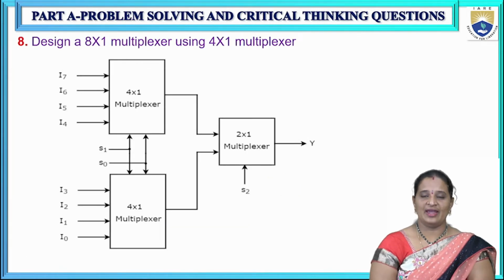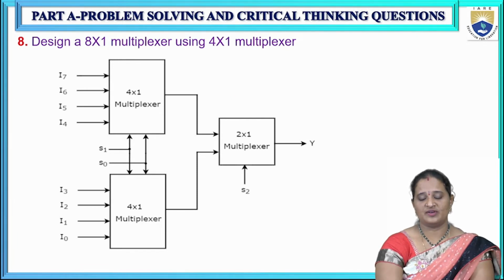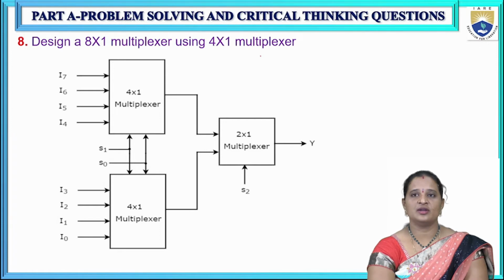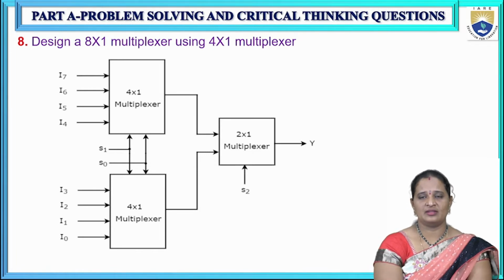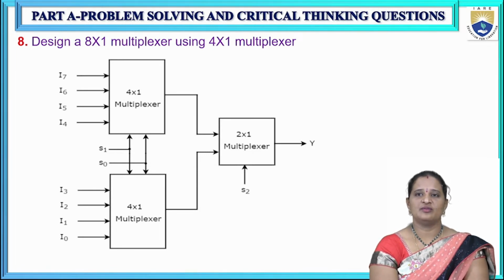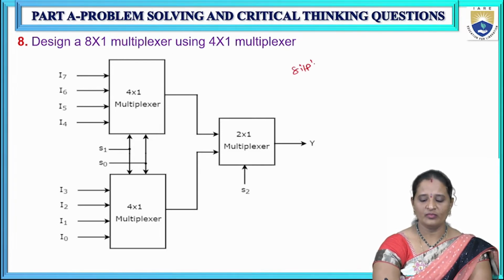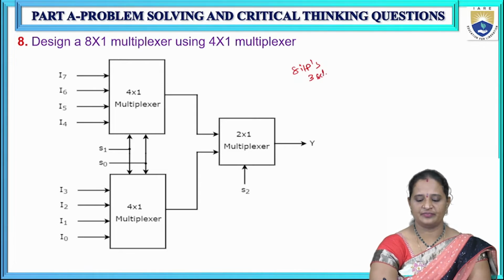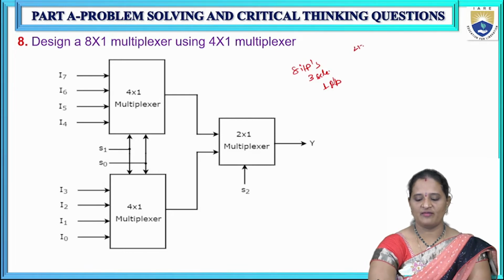Now design an 8x1 multiplexer using 4x1 mux. So before answering this, first you define a 8x1 multiplexer, define a 4x1 multiplexer, draw its truth table. Okay, then you just implement that 8x1 multiplexer using 4x1 mux. So 8x1 mux has 8 inputs, 3 selection inputs and 1 output. Whereas 4x1 mux has 4 data inputs, 2 selection inputs and 1 output.